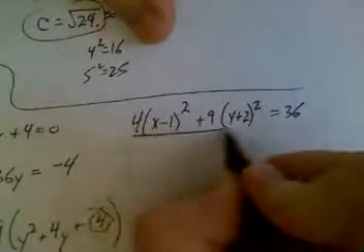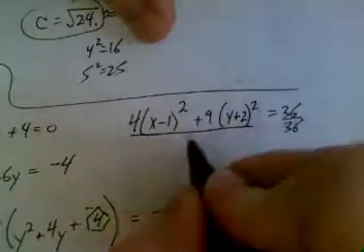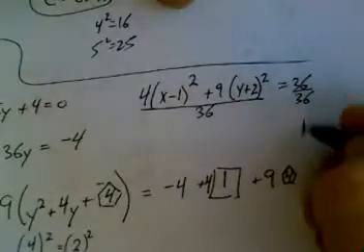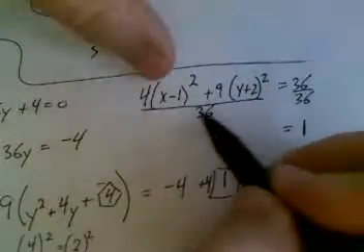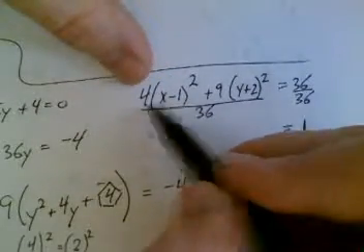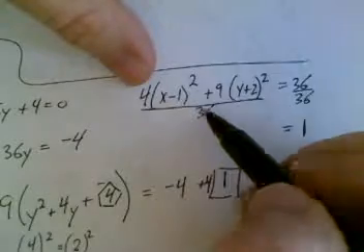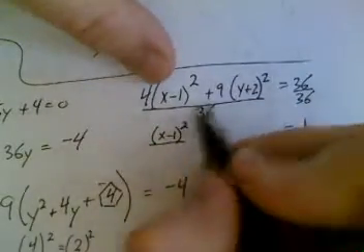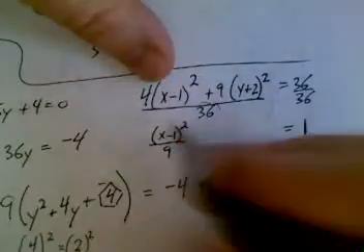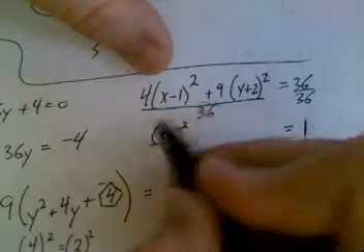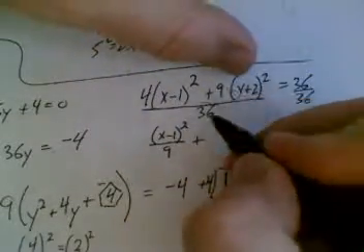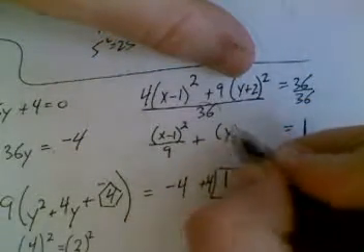So the last thing I need to do is divide both sides by 36, because I want this side to be a 1. Now that side's a 1. If I distribute my division to both pieces, what's 4 divided by 36? Well, that's just going to be a 9. So it's (x minus 1) squared divided by 9. Again, 4 over 36 is just going to be 9. Plus, now if I do 9 over 36, that's going to be a 4 left on the bottom.